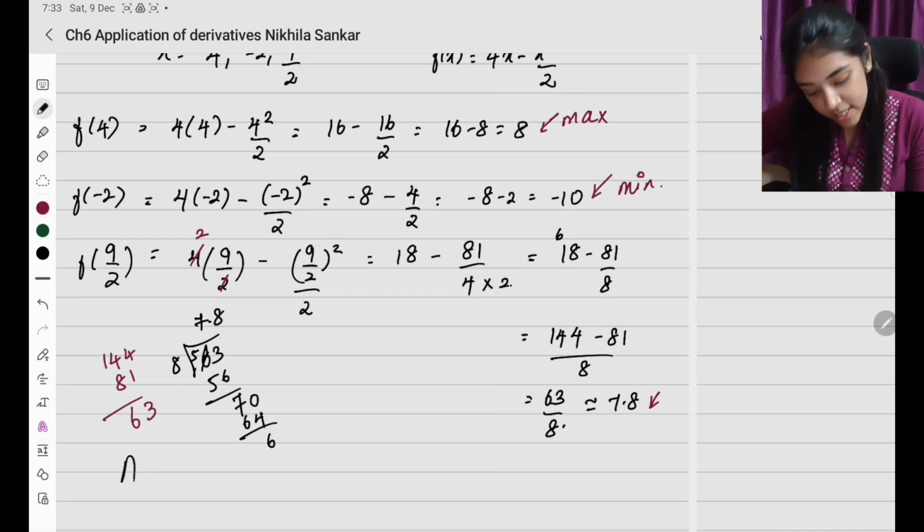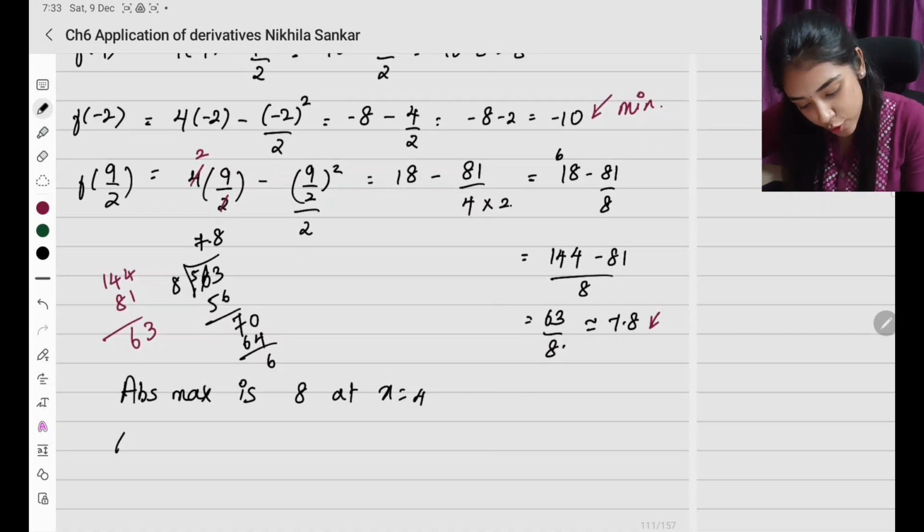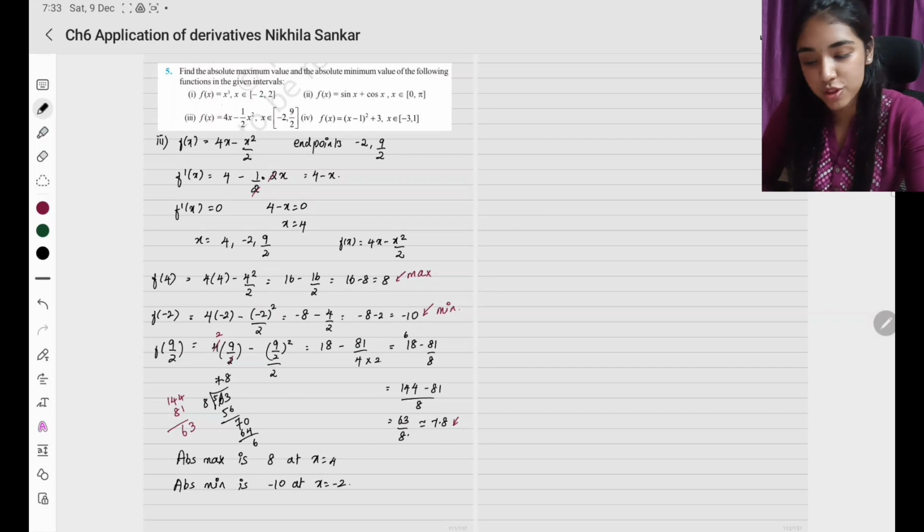So from this, my absolute maximum is going to be 8 at x equals 4 and absolute minimum is going to be minus 10 at x equals minus 2. Okay, so this is my solution. Please copy.